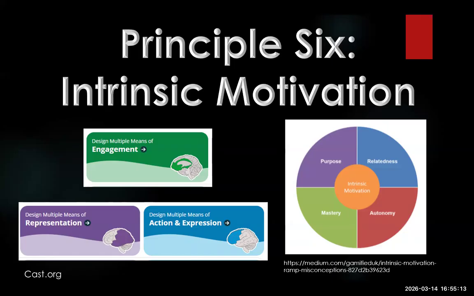Intrinsic motivation is linked to engagement, representation, and action and expression. In this image illustrating the components of intrinsic motivation, you can see how purpose relates to engagement, finding meaning in a learning. Relatedness connects to representation as the learner discovers how the learning links. Autonomy is important to both representation and action and expression because the learner is able to select the path they feel is best for them. Mastery relates to action and expression as the learner demonstrates their learning in a way that is most meaningful to them.